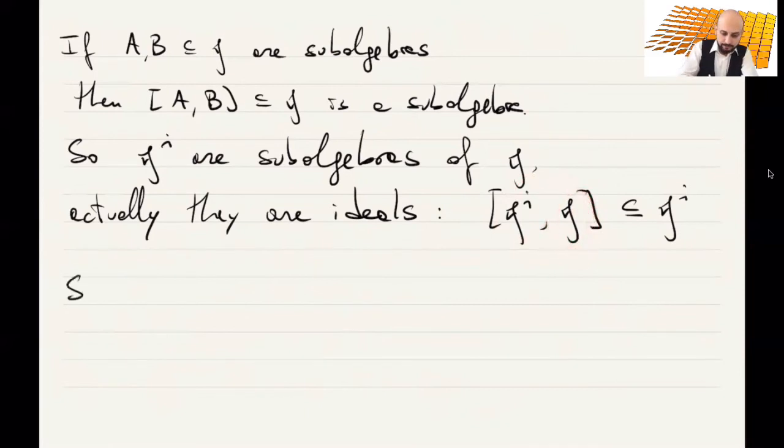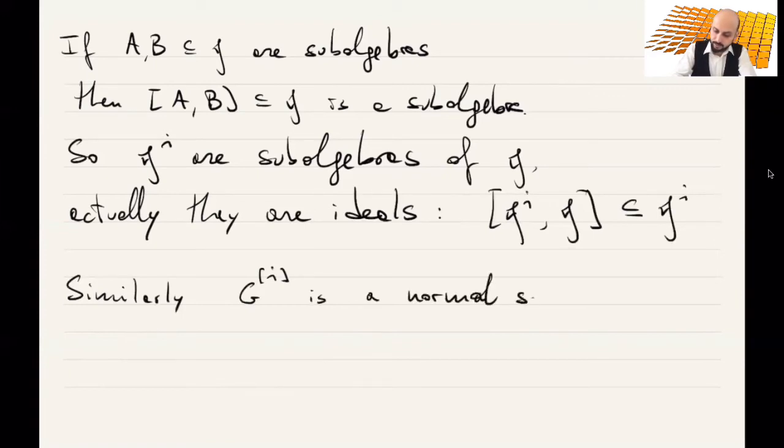And similarly, the subgroups G_i of a group are always normal subgroups. Okay, this was a side remark, an algebraic side remark. Now let's go to transformations, linear transformations.